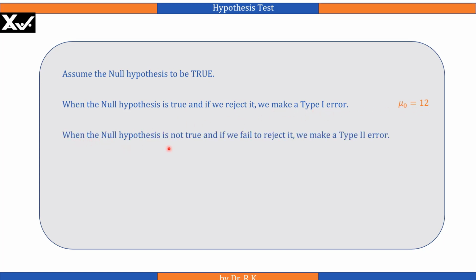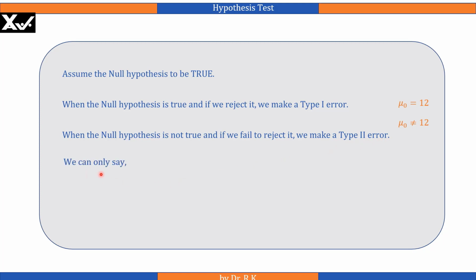When the null hypothesis is not true and if we fail to reject it, we make a type 2 error. So we are assuming a null hypothesis, mean is equal to 12, but actually mu naught is not equal to 12. But we fail to reject it, right? We accept the mu naught to be 12 in this case. Then we are making a type 2 error.